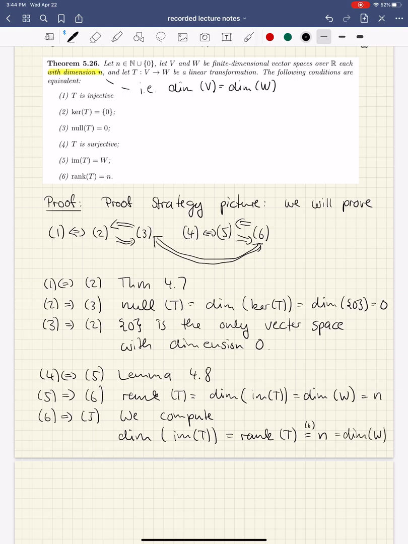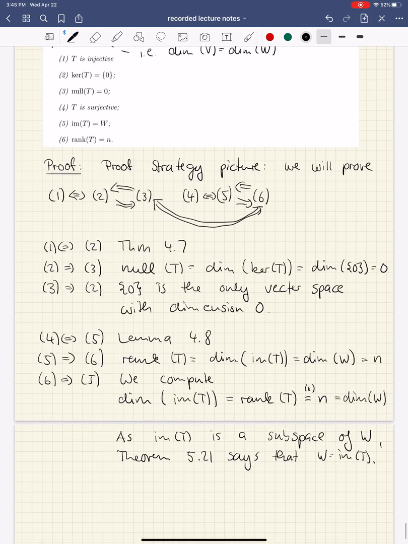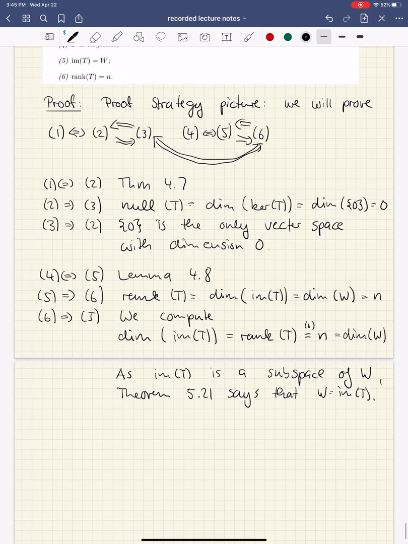Okay, well, great. Now, as the image of T is a subspace of W, this theorem, number 5.21, says that they have to be equal. So subspaces of the same dimension have to be equal to the whole space. Okay, so this takes care of the second block. And now the most important part is how can we put these two together?